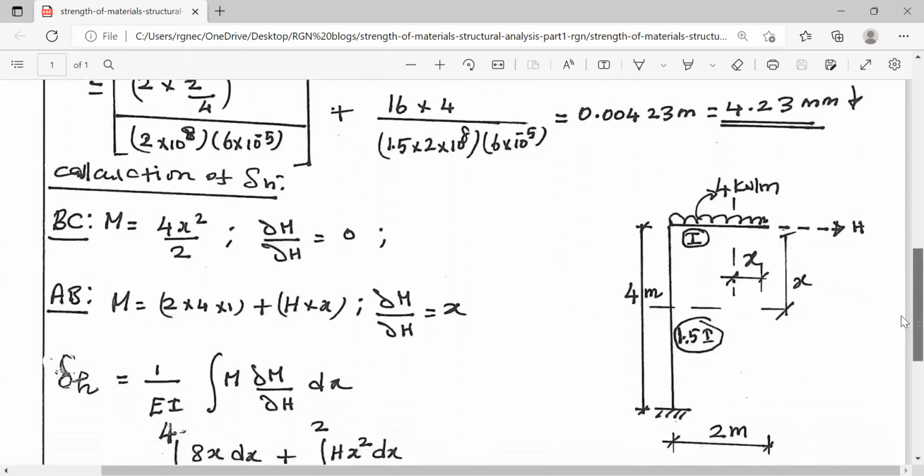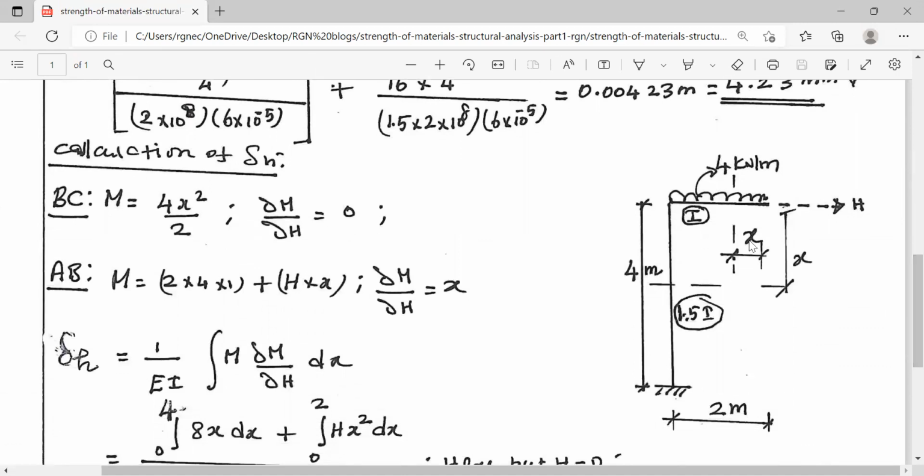Now, similarly, we have to calculate the horizontal deflection. For this, you introduce one fictitious load H in the horizontal direction at point C, and write down the bending moment expressions for BC and AB. Now, for BC, the bending moment expression is 4 into x square by 2, and we have to calculate the value of dm by dh, but that is equal to 0. Therefore, the integration for the entire portion BC is equal to 0.